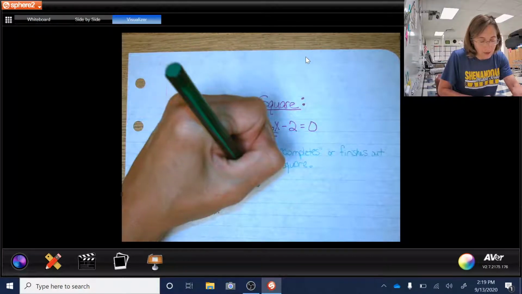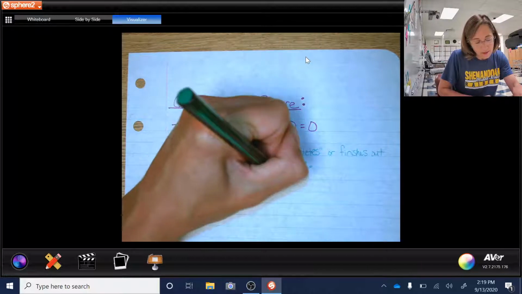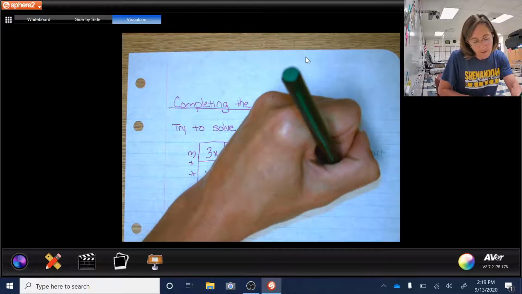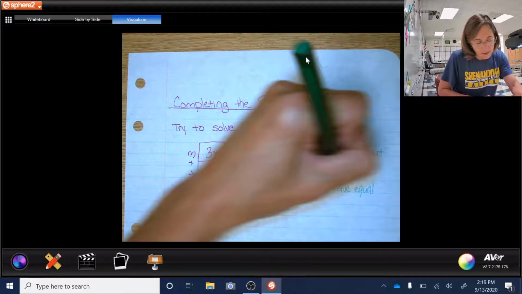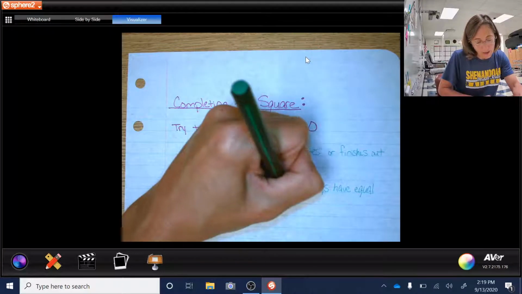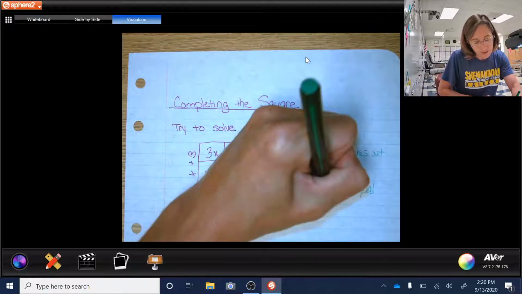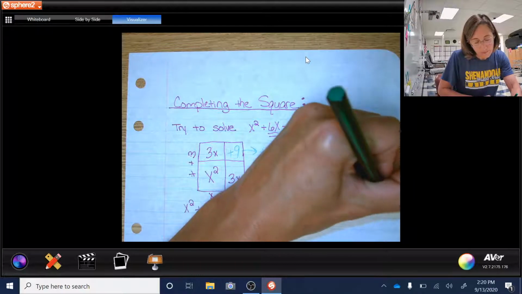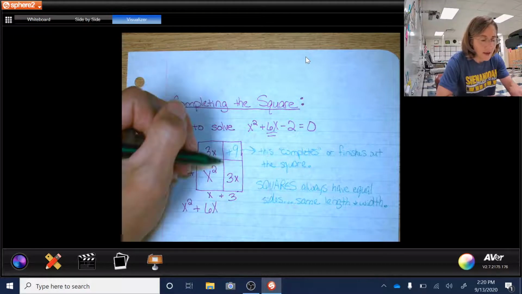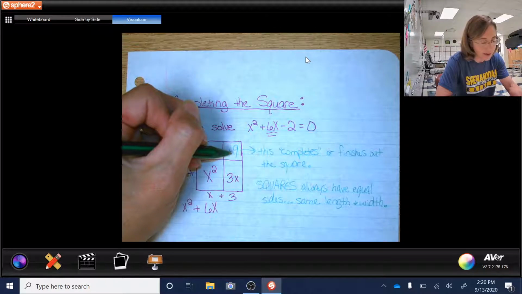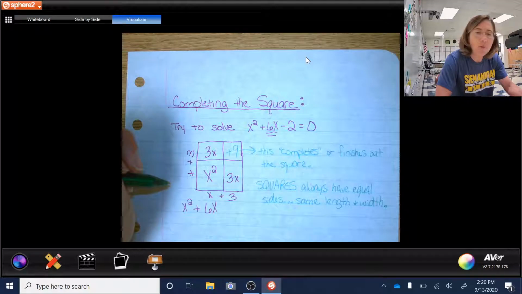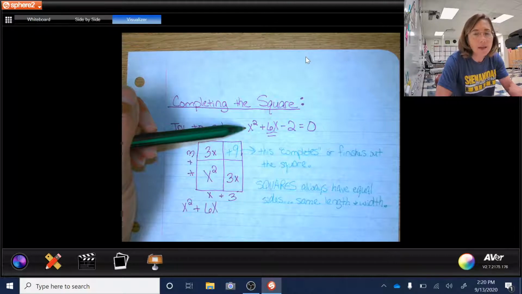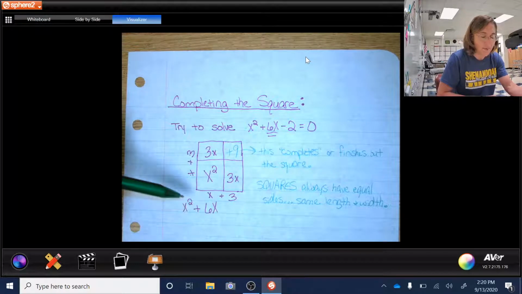As a reminder, let's put here: squares always have equal sides, same length and width. Okay, so a 9 is what would complete this square here. I think I'm going to have you practice that part of the skill before I finish out solving this equation by completing the square. I just want you to get the idea of that process.